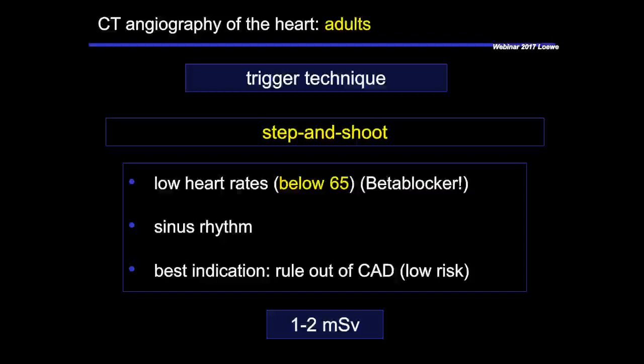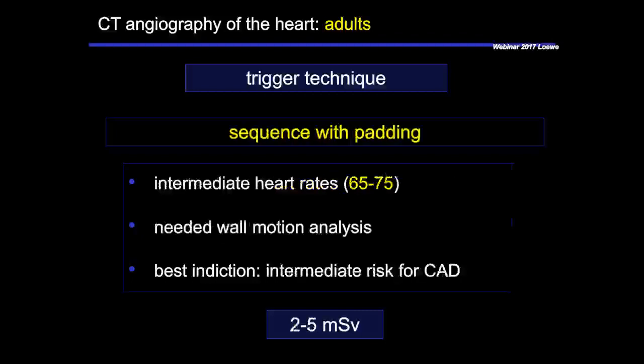Because in this group of patients, the probability that we would like to see even wall motion abnormalities is very low. If the coronaries are normal, then there will be no wall motion abnormality. So we don't need any functional information. We can go with this single phase prospectively triggered scan at a radiation dose usually below 1 millisievert. If the predisposed probability is a little bit higher, or if the heart rate is a little bit higher and we would like to have even a little bit more wall motion analysis, the prospectively triggered sequence with padding is the perfect way to go.